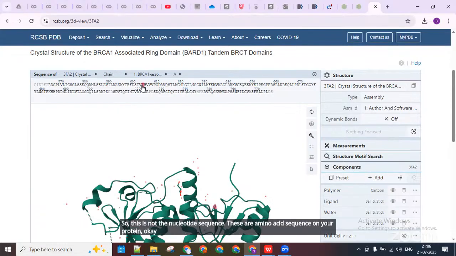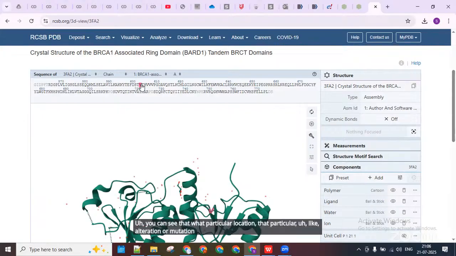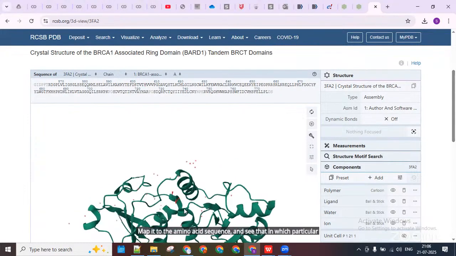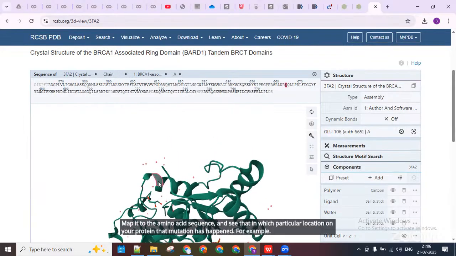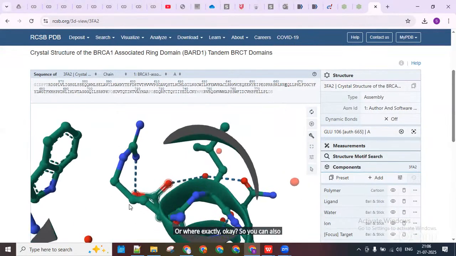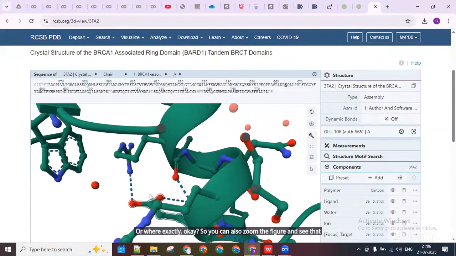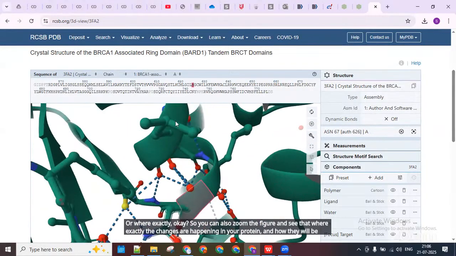Okay. So corresponding to your gene, you can see what particular location that particular alteration or mutation has happened, and corresponding to that you can map it to the amino acid sequence and see in which particular location on your protein that mutation has happened, for example this particular part, or where exactly. Okay, so you can also zoom the figure and see where exactly the changes are happening in your protein and how they will be impacting your protein.